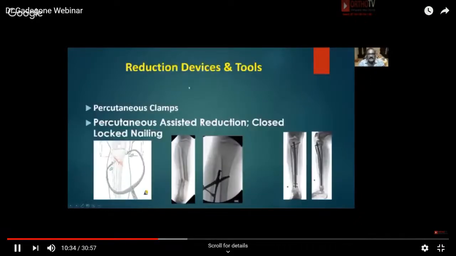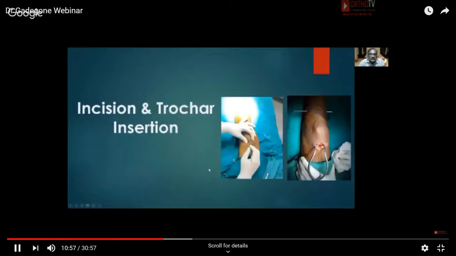Now reduction devices to be used: percutaneous clamp. Most important is the percutaneous clamps. Percutaneous assisted reduction, closed locking nail: if you have to reduce it by clamp, that clamp has to be kept till the nail is inside and you have done the locking. This is the most important thing we have to remember.